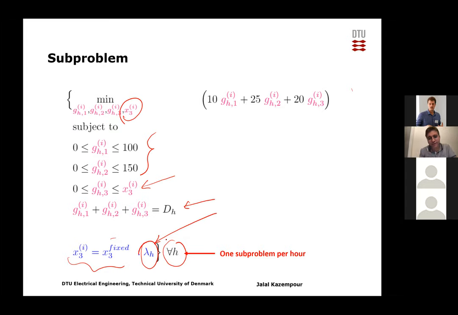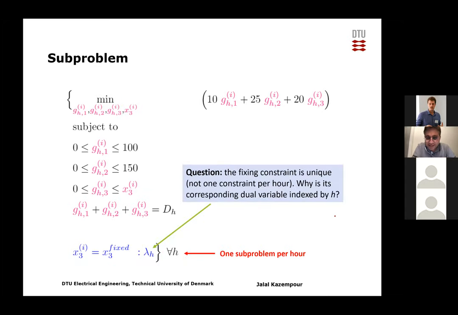If it's clear, then I have a question for you. We have only one fixing constraint. It's a unique fixing constraint. But its corresponding dual variable got index h. Is it wrong or is it correct? The constraint is unique, but its dual variable took index h. Should it be lambda or should it be lambda h? Derek says it's correct because there is one subproblem per hour. Exactly. Goran said it will be the same for all hours, but one per subproblem.